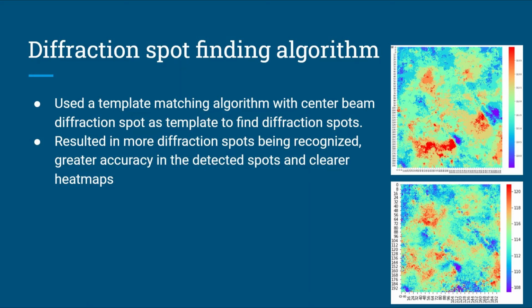The picture to the top shows a heat map of a file using our own diffraction spot finding algorithm. The bottom picture shows a heat map of the same file using Pixtem. Comparing the color bar values, we see our method is more accurate. Through visual inspection, you can also tell our method produces a heat map with less noise.